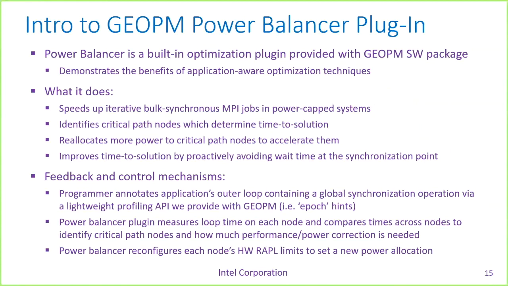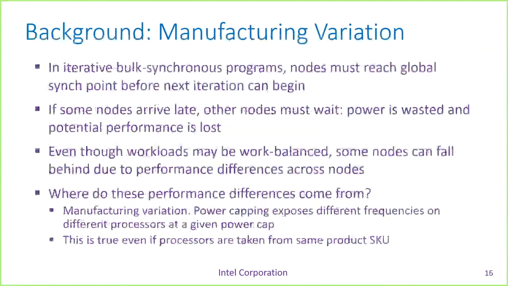I promised you some background on why it is that you may actually have some nodes becoming a critical path. And the short answer is manufacturing variation. In these iterative bulk synchronous programs, the nodes frequently wait at a global synchronization point. They exchange some data with the other nodes. Once they get there, they wait until all nodes have reached that point before they begin the next iteration. Obviously, if some nodes are arriving late, everybody's waiting, we waste power, and we're losing some potential performance.